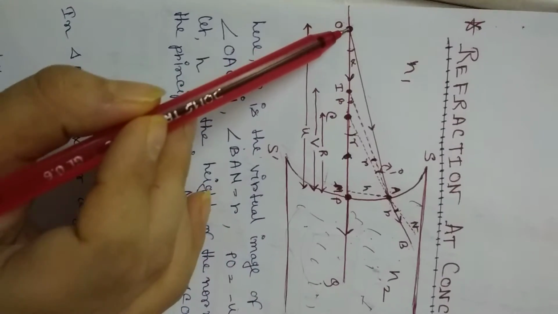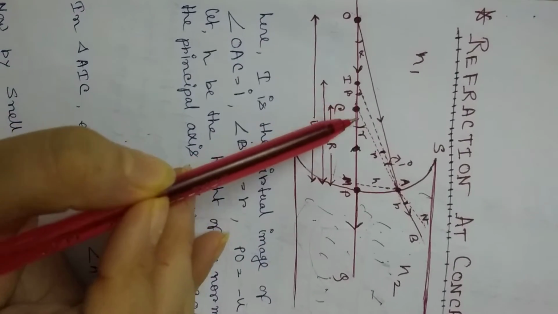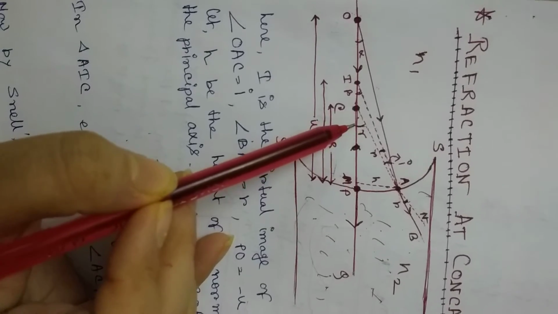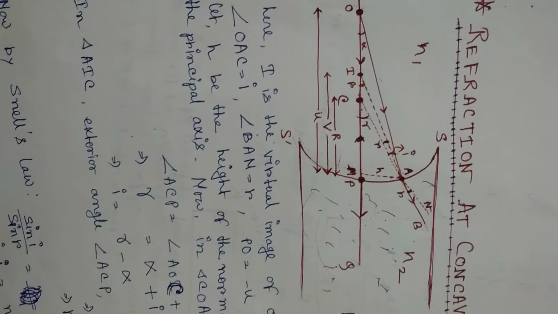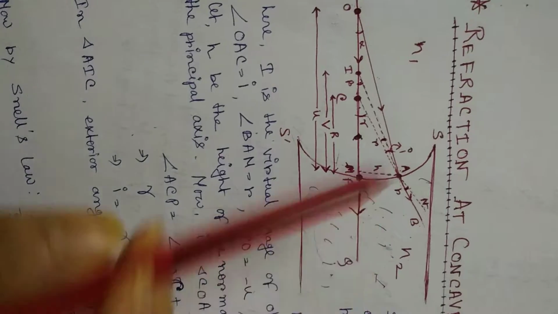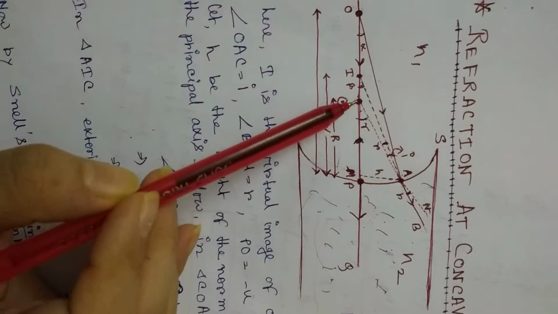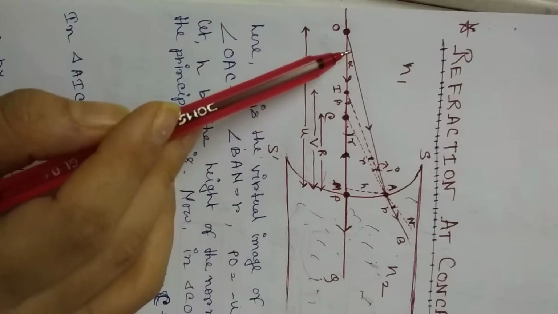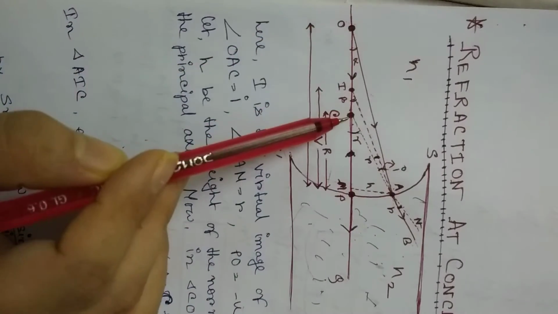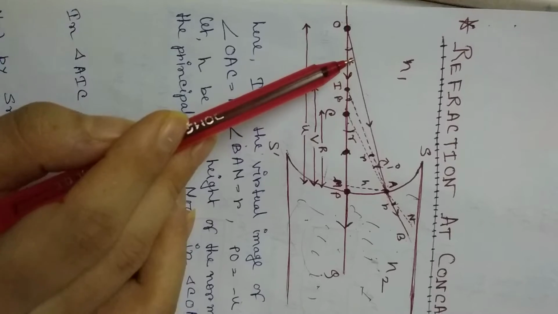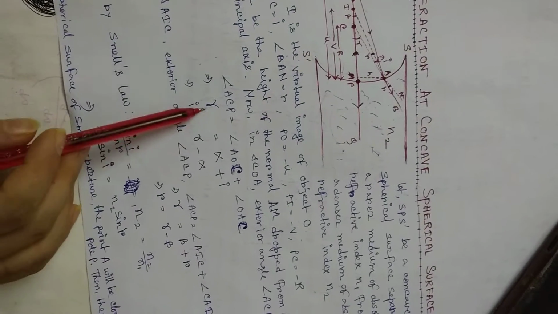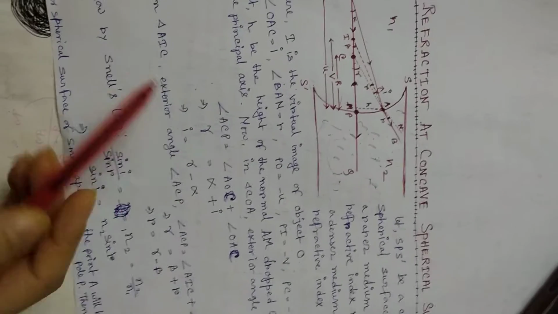Okay, so in triangle OAC, this angle is an exterior angle, and we know the exterior angle equals the sum of the opposite interior angles. That means we can write angle ACP equals AOC plus OAC. That means alpha plus I equals gamma. So I am writing here alpha plus I equals gamma, and then I equals gamma minus alpha.